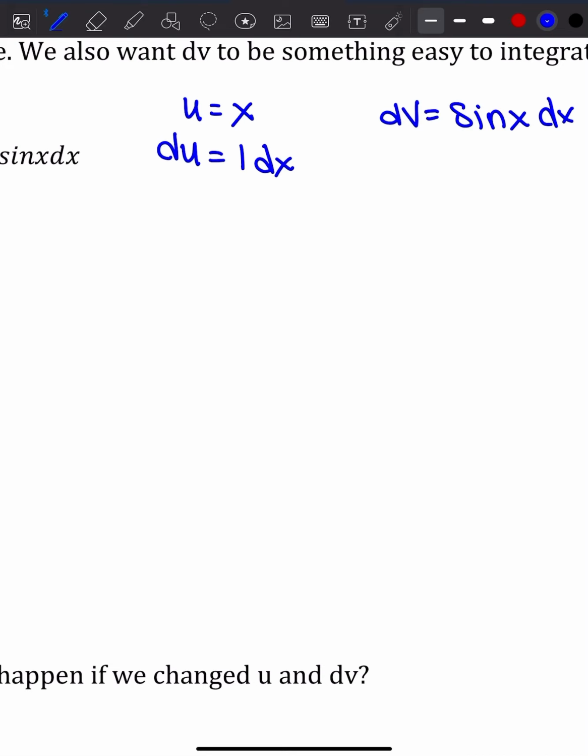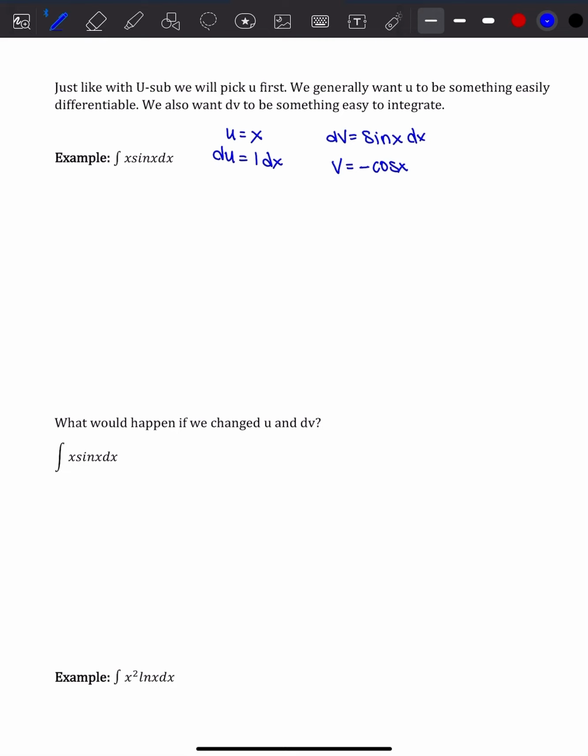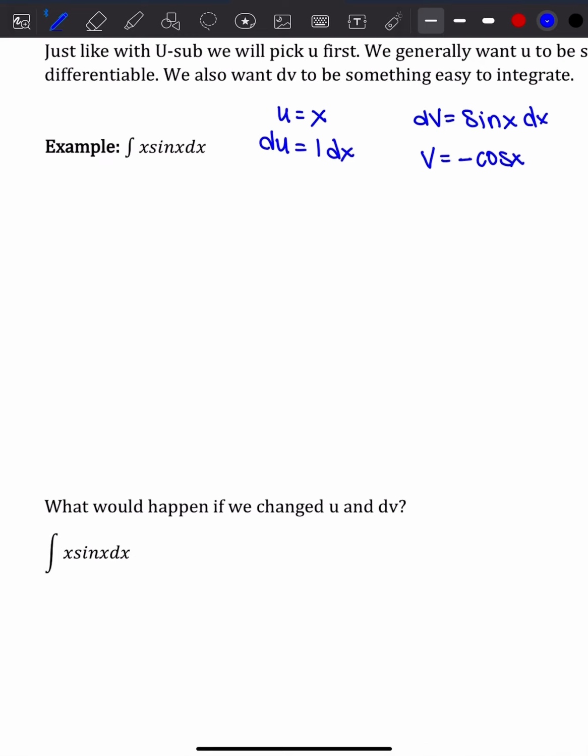We have dv, we're going to take the integral of dv. This would give us v. The integral of sine is negative cosine. And then we're going to leave the plus c off for now because we're going to see it come back in later. So we now have these parts and pieces. We have u, v, du, and dv. So we're going to go ahead and put it into this ultraviolet voodoo formula.